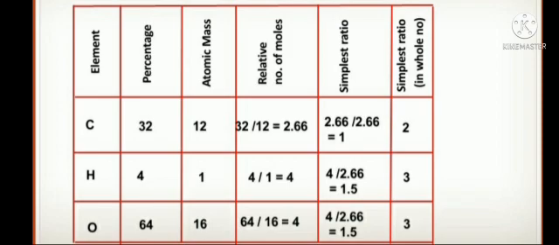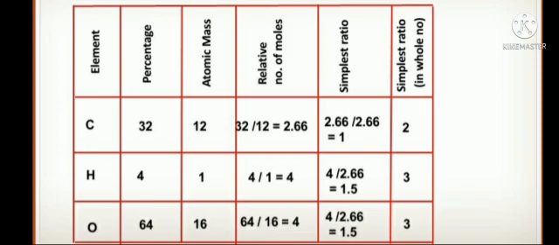Here, in the fifth column, for carbon, simplest ratio can be calculated from 2.66 divided by 2.66, which is equal to 1. The numerator value 2.66 is relative number of moles of carbon, where the denominator value 2.66 is the smallest number value in relative number of moles column. Hence 2.66 divided by 2.66, which is equal to 1. Hence 1 is the simplest ratio value for carbon.